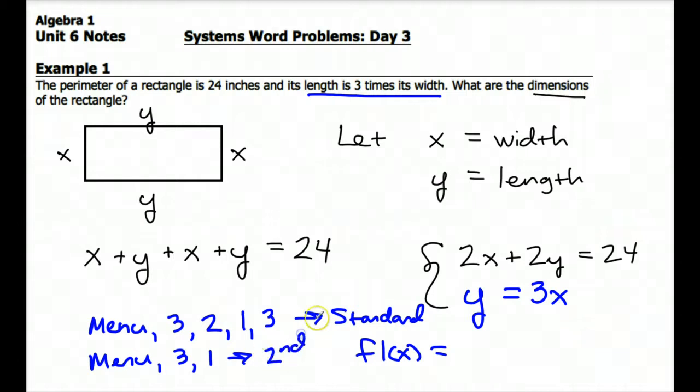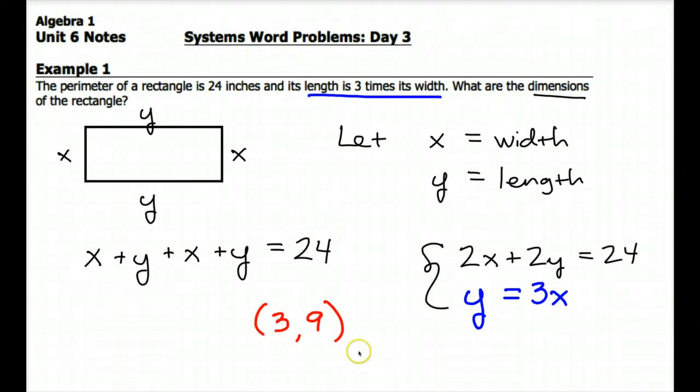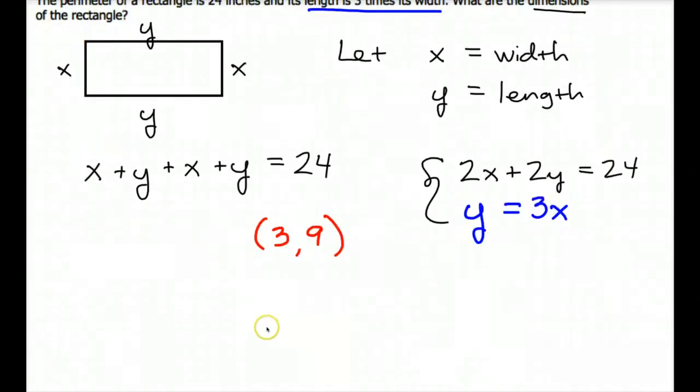Go ahead and pause the video, enter these two equations on your calculator, and try to find the intersection point. Remember, to find the intersection point, it's menu 6, 1, and then click play to check your answer, please. Okay, if you did that correctly on your calculator, you should have found an intersection point of 3, 9. Okay, an intersection point of 3, 9.